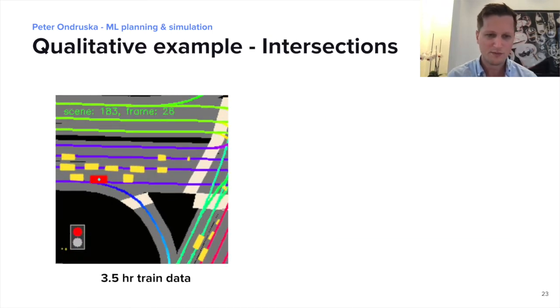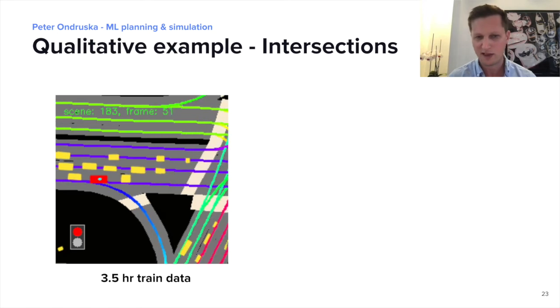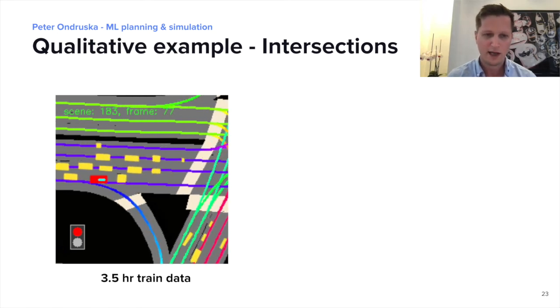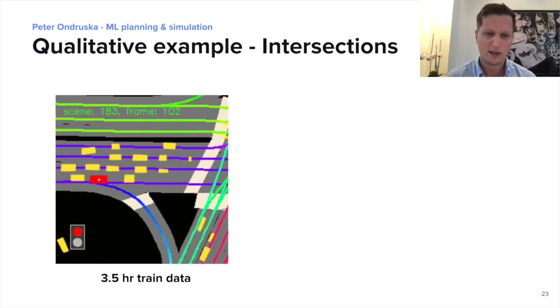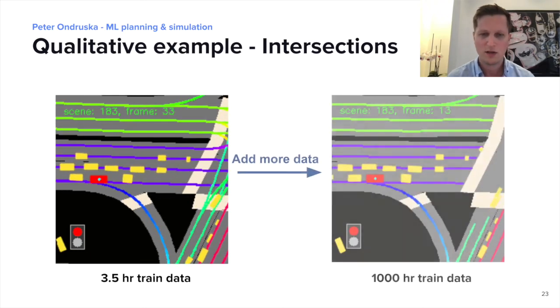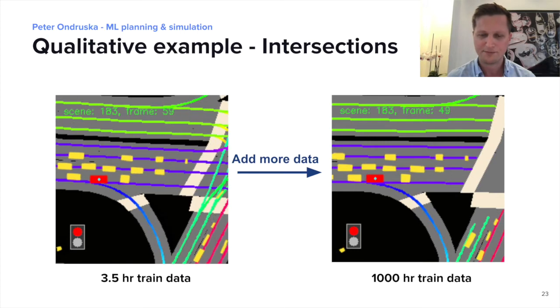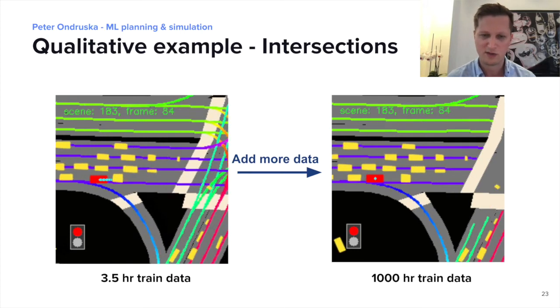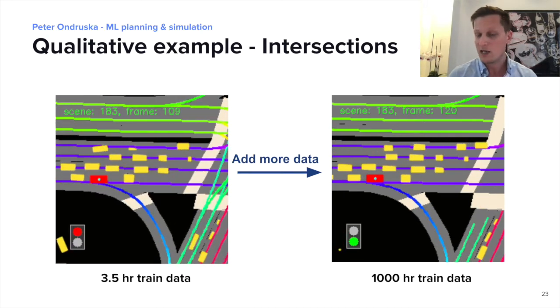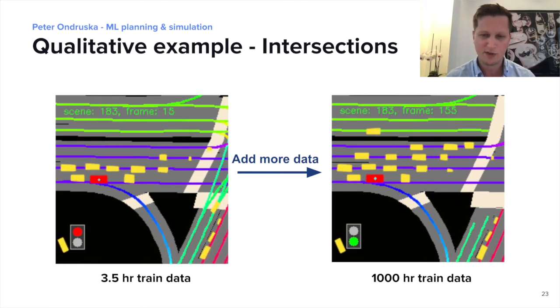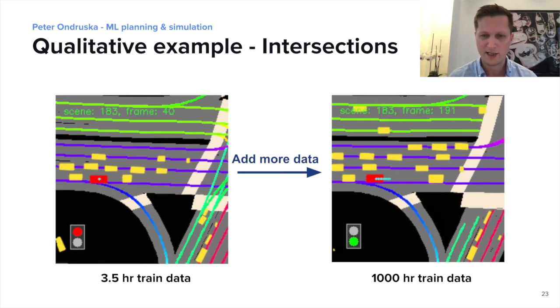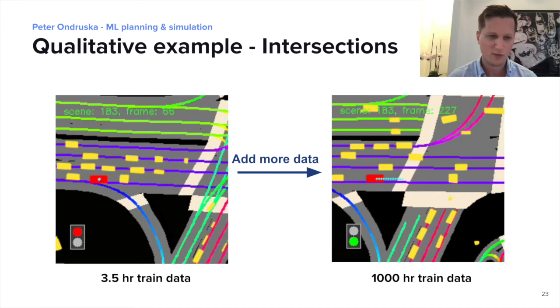Here is another example. This is waiting for a traffic light at an intersection again. And the network is not sure when to start moving, and that leads to a collision. And as you train on more and more data, this behavior is successfully learned. And as I said, none of this is actually scripted or engineered by the engineers. This is all learned from the human drivers.